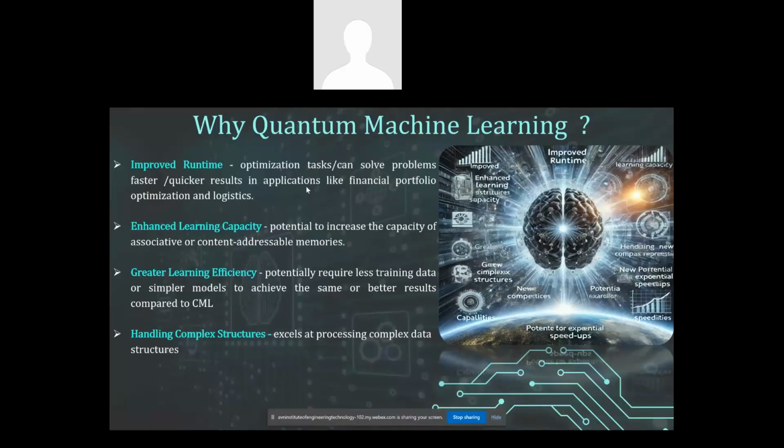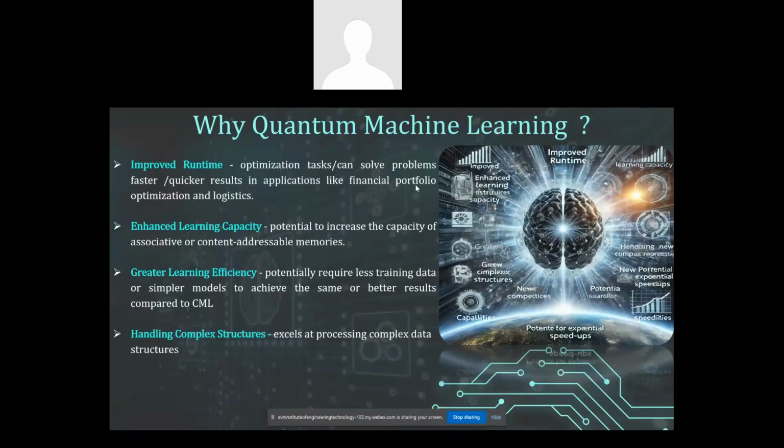And then handling complex structures. Why is it very easy in quantum machine learning? Due to parallel processing, handling complex structures and complex data becomes easy. If you take fields like finance, molecular science and drugs, there is a lot of data we need to process. There quantum machine learning can be leveraged very much if you want quicker results.